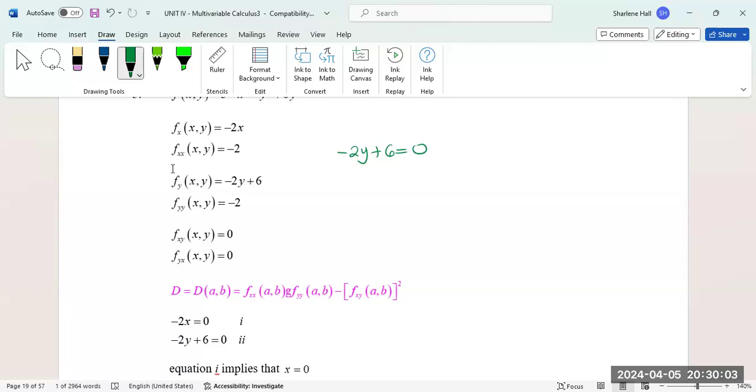Negative 2y plus 6 equals 0. I'm trying to isolate my y, meaning I want my y alone on one side. So what I'm going to do is minus 6 from both sides. Minus 6 from both sides, those two cancel out, so I have negative 2y. 0 minus 6 is minus 6.